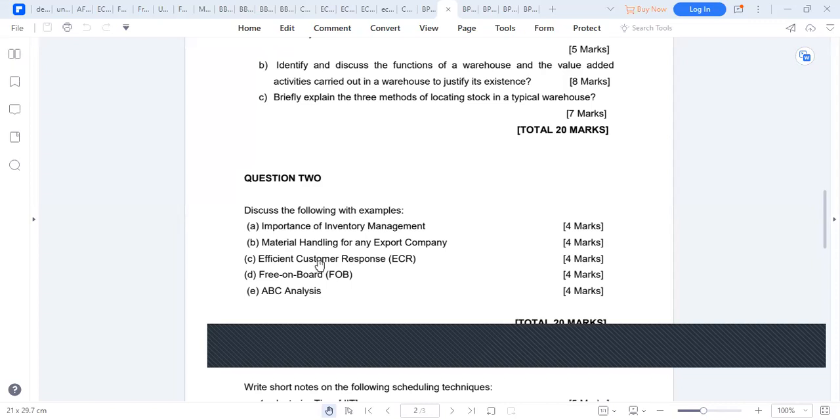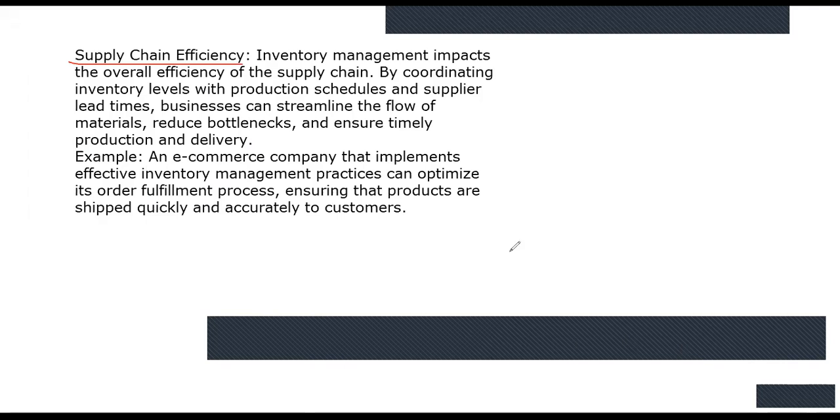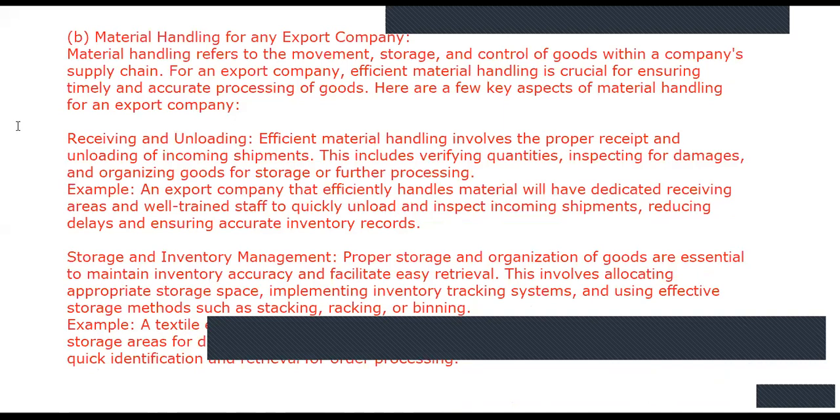Part B, with examples, explain the material handling for any export company. All right. So material handling can be explained as follows. Handling of material refers to the movement, the storage, and the control of goods within a company's supply chain. For an export company, efficient material handling is very important for ensuring timely and accurate processing of goods. So here are a few key aspects of material handling for an export company.